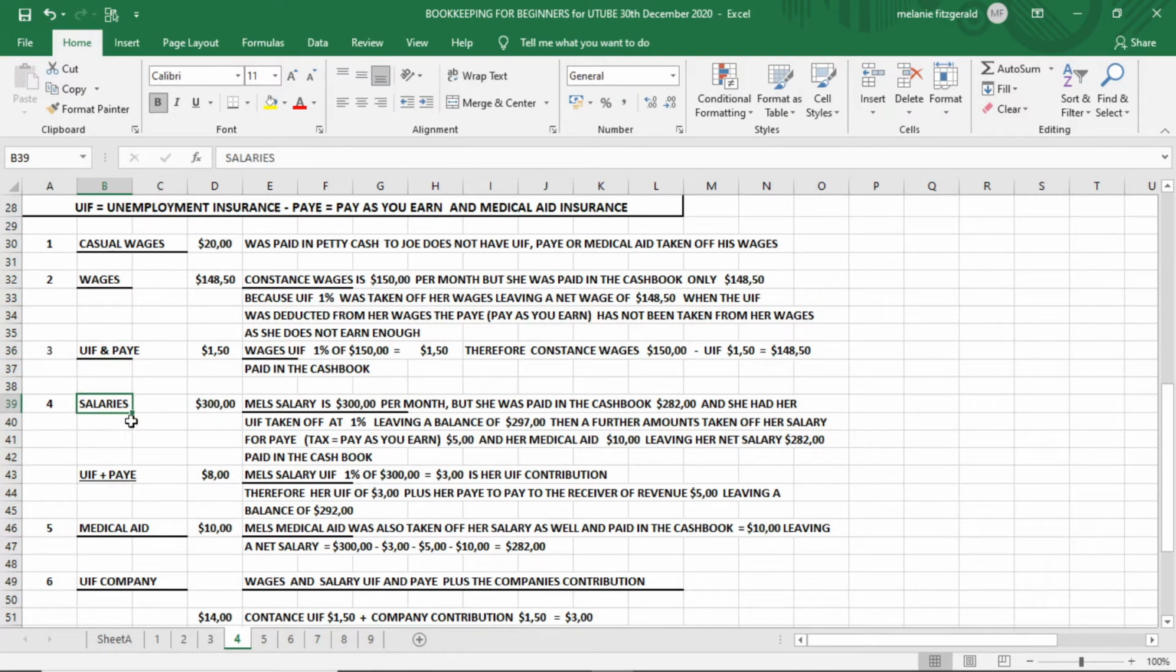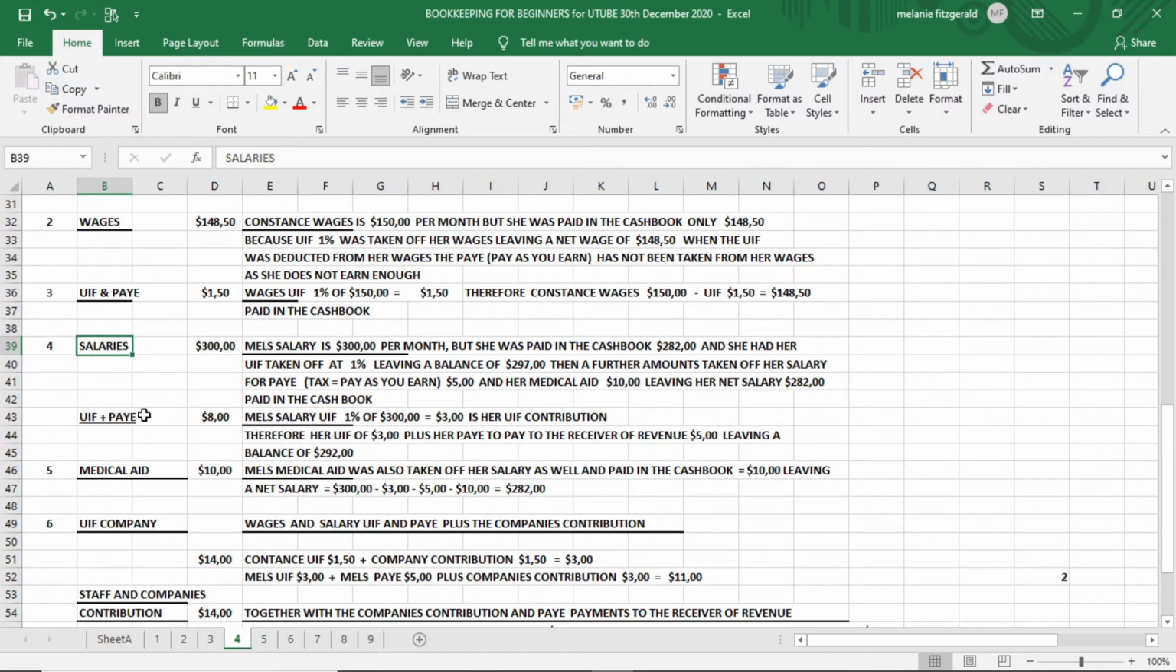Okay, salaries. That was Mel's salary. Mel's salary was $300 per month, but she was paid in the cash book $282. She had her UIF taken off at 1%, leaving a balance of $297. Then a further amount was taken off her salary for pay as you earn, the tax part, of $5, and her medical aid was also $10, leaving her a net salary of $282 paid in the cash book. So that's how we got to Mel's salary.